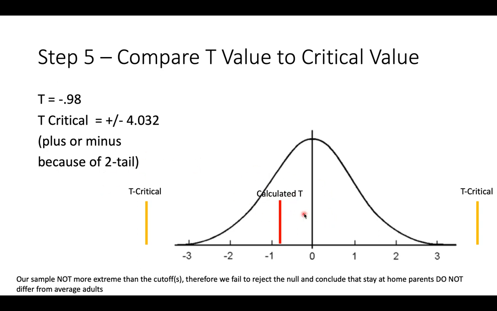What this tells us is that our stay-at-home parents are equal to the average adult, everyone else, right? We are too close to the mean for us to conclude that they're different from the average adult. They are effectively the same as the average adult. They are not more extreme than the cutoff. They're too close to the mean. We fail to reject the null, so we're holding on to the null. We're keeping the null. And the null was that they do not differ, right? They are equal to the average adult.